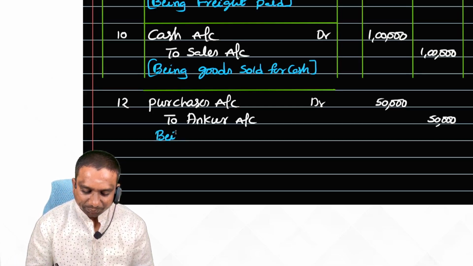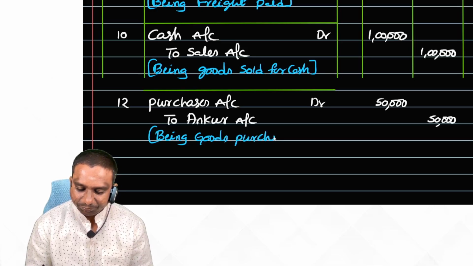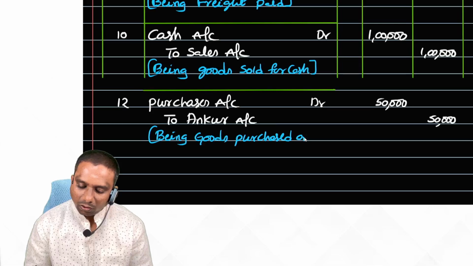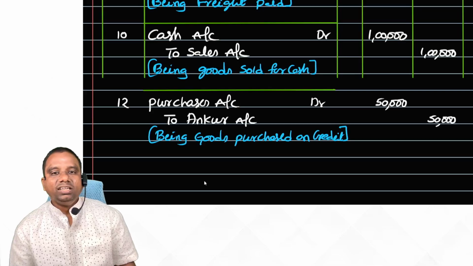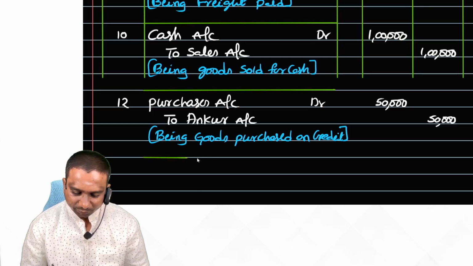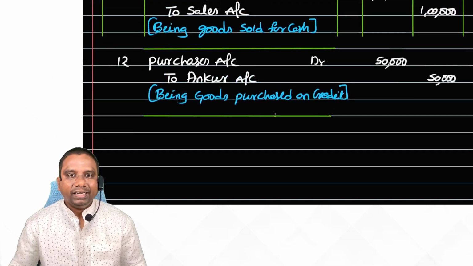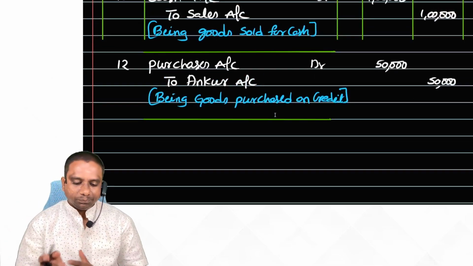Being goods purchased on credit. You can write like this also. No problem. Being goods purchased on credit. Is it clear, students? Next one.